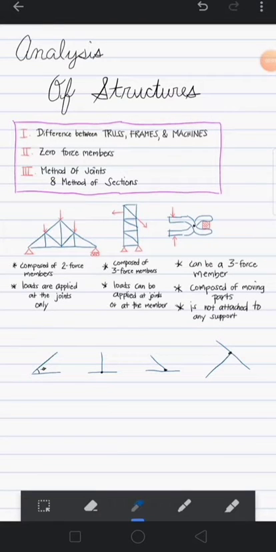In this video, we will talk about the difference between trusses, frames, and machines, zero force members, method of joints, and method of sections.